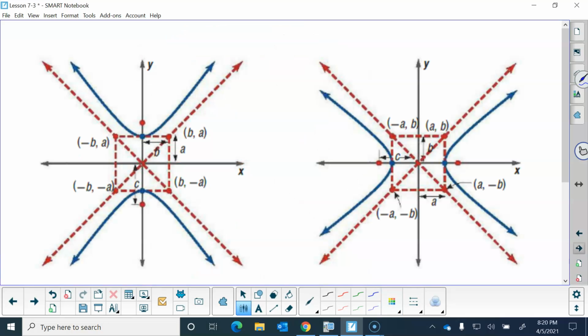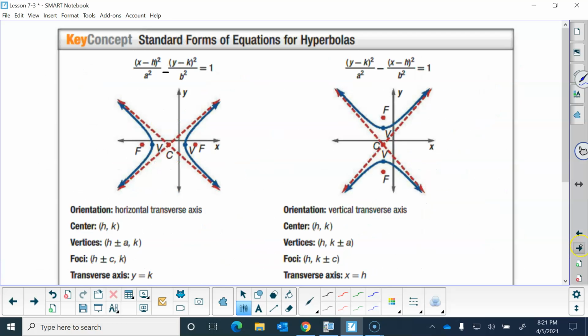So here's a picture. The picture on the left shows you a hyperbola that's opening up and down. That's the orientation. And the picture on the right shows a hyperbola that's opening left and right. But notice on both of these hyperbolas, there's a rectangle drawn. Well, that's going to lead me to the a, the b, and the c value. So let me talk a little bit about the a, the b, and the c value. But let's first look at this information.